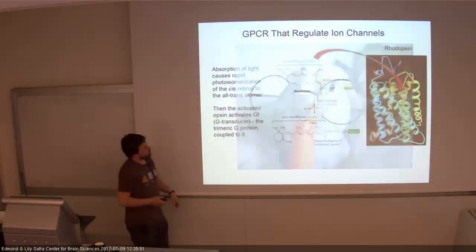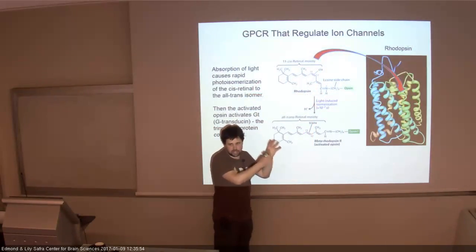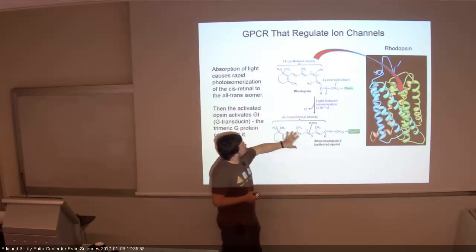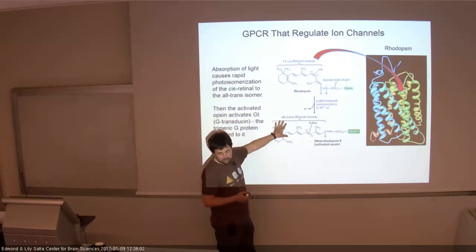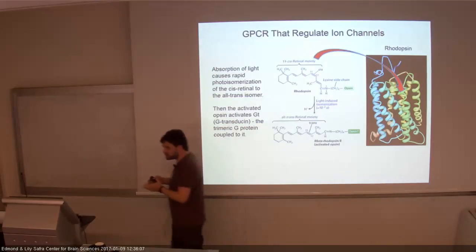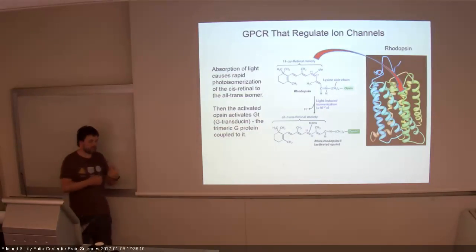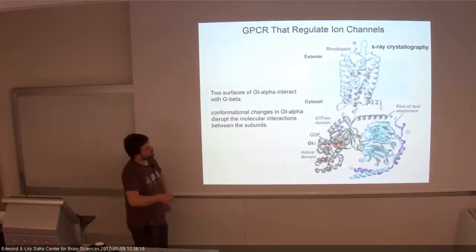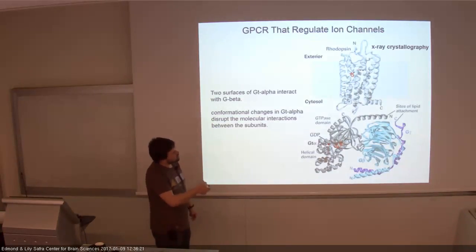Okay, so we didn't get into the molecular details of what happens after this conformational change, but what you need to know is that after the conformational change of the retina, this triggers the conformational change in the protein itself. And the conformational change in the protein itself, like we saw before, now enables this receptor to activate the G protein. So this is a molecular model of the rhodopsin together with the G protein. This is the location where the G protein is anchored to the membrane.